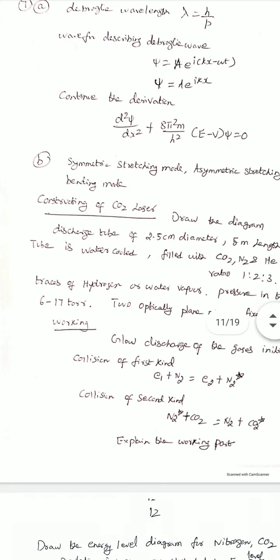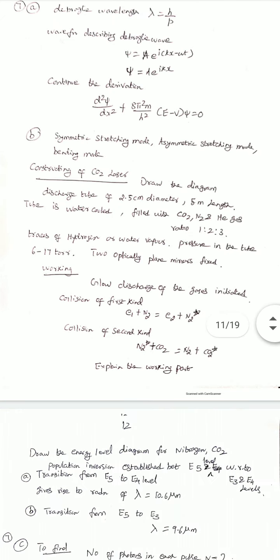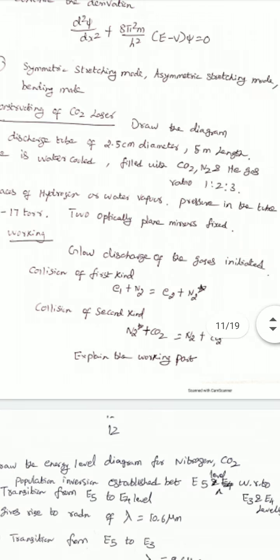Then the working of the CO2 laser is mentioned here. It works on the principle of glow discharge of the gases, which is initiated. So this point you have to highlight. Then collision of the first kind, so you should explain e1 plus N2 equals, and what these things are. And then how these nitrogen molecules are excited to the metastable state.